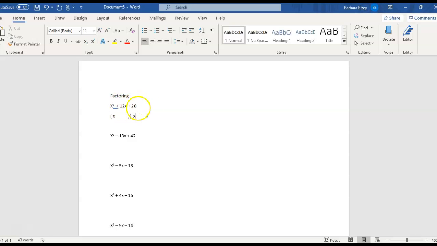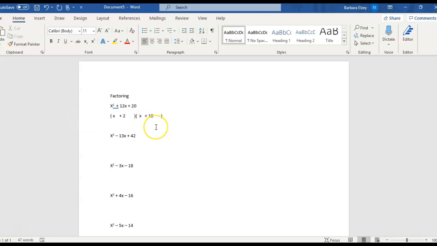All right, so if we think of positive 20, we could have 4 and 5. That adds to 9. We could have 1 and 20, but that adds to 21. So 2 and 10 are the two things that when multiplied gives us 20, but add to 12. So we're going to have plus 2 and plus 10.